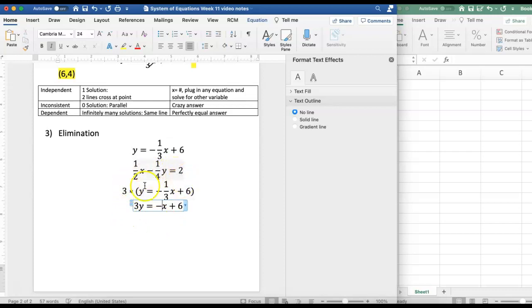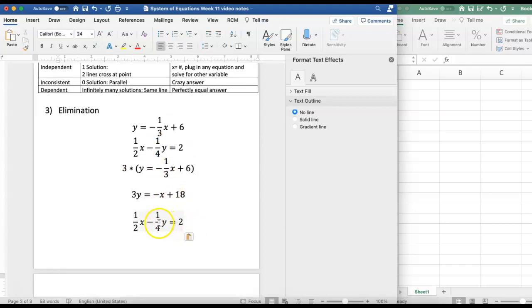Now I have positive 3 times a positive 6, which gives me positive 18, and now I have an equation with no fractions, and I prefer working with those. It seems to prevent some typo errors just because there's fewer numbers to be working with. Now I'm going to go to the second equation and find the least common denominator here. I have two denominators, 2 and 4, so I want the smallest number that both of them will go into, and since they both go into 4, that'll be my common denominator.